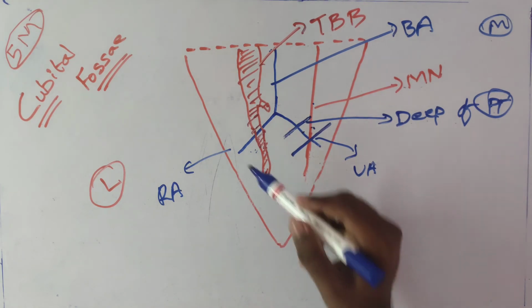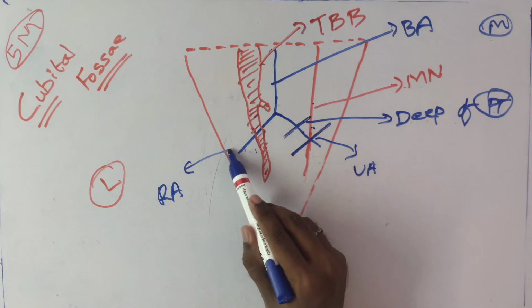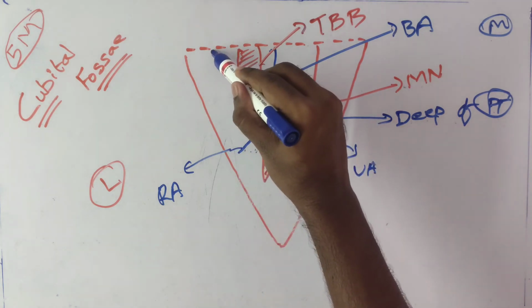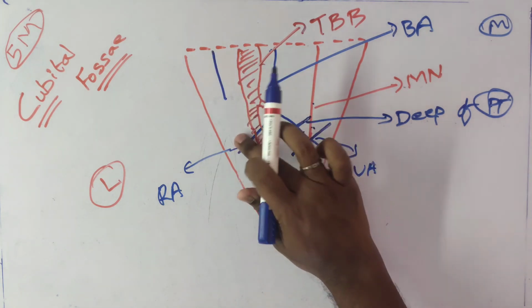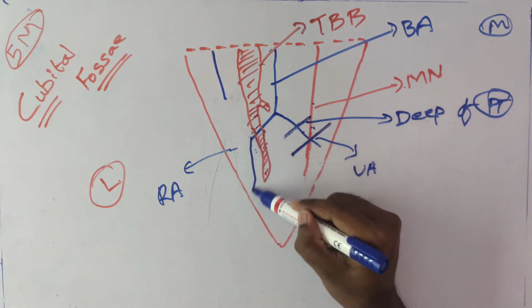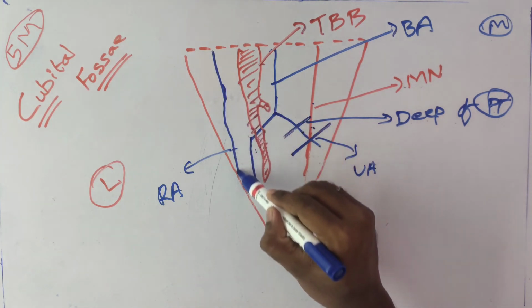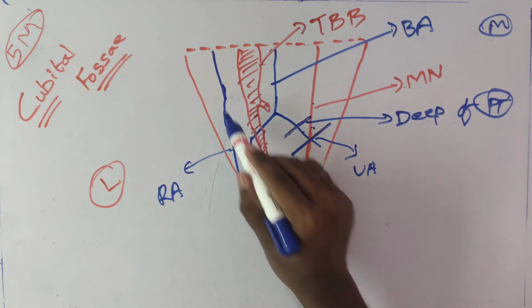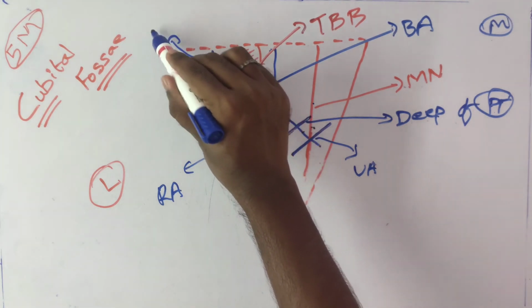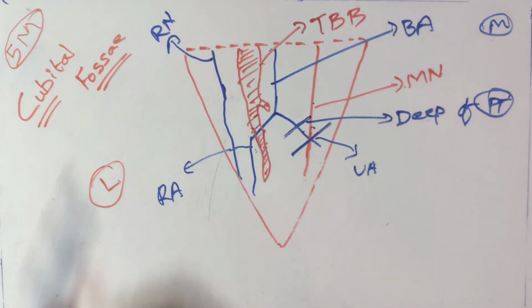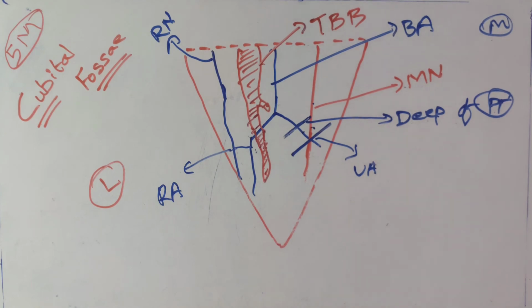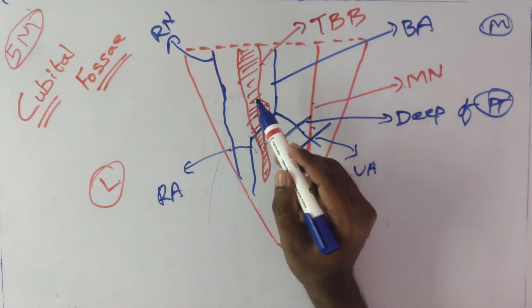Next, coming to the fourth one, radial nerve. Here it is the radial artery, and here it is the radial nerve. The radial nerve is different from the radial artery. Next, in the radial nerve, it descends medial to the lateral epicondyle.